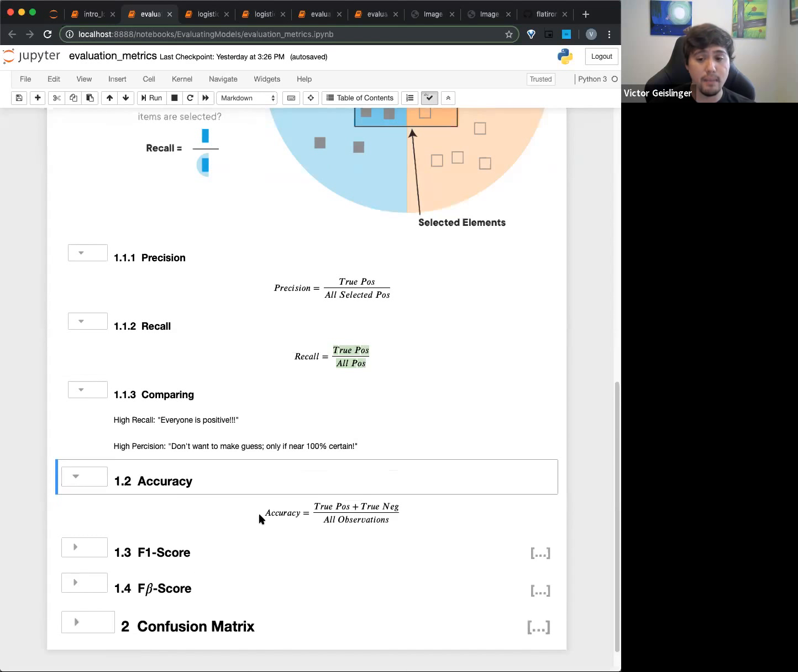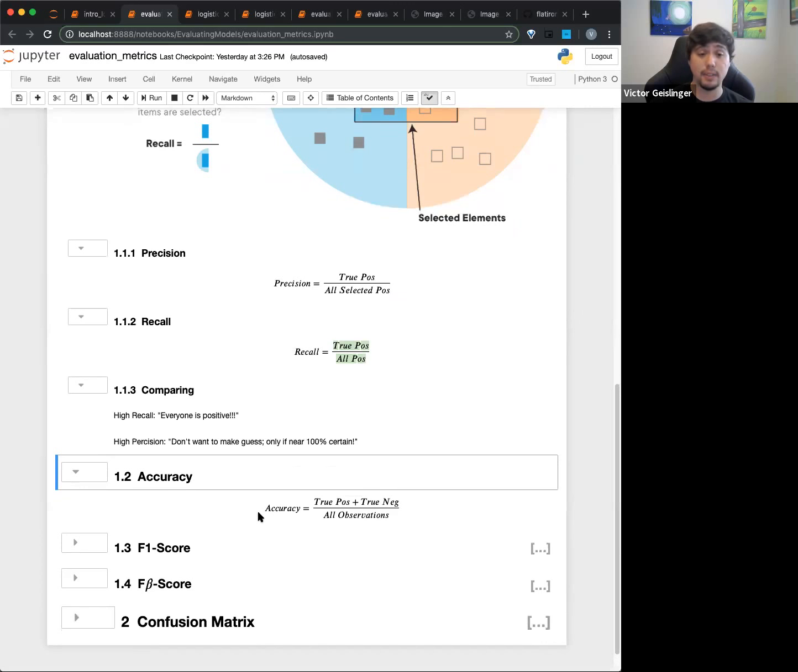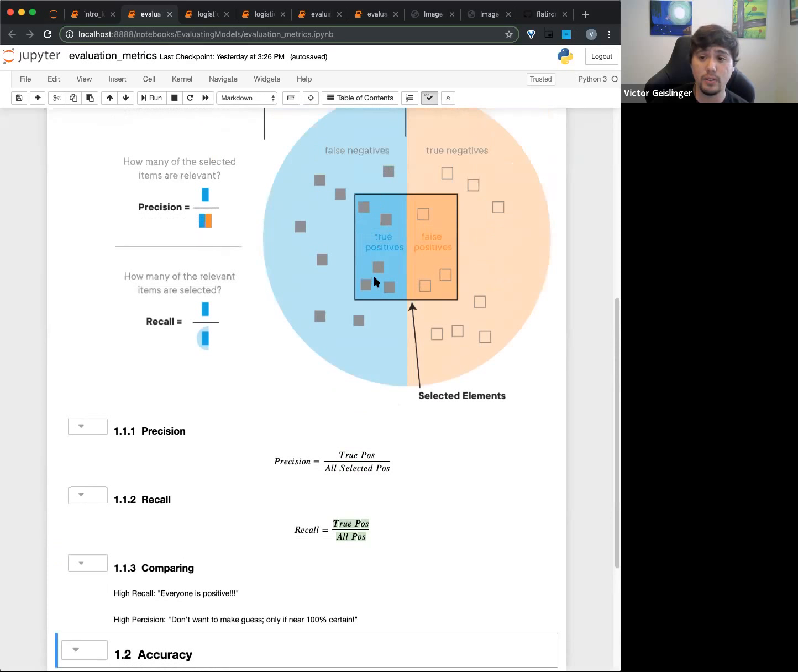So our last part is another one which we typically already think about, accuracy. You can say how many true positives and how many true negatives do we get versus all observations. So right here, 1, 2, 3, 4, 5, and then 1, 2, 3, 4, 5, 6, 7. So what's that? 12 out of 22. So 12 out of 22 would be the accuracy. Basically, how many did we get right? How many did we correctly identify over all the possibilities?